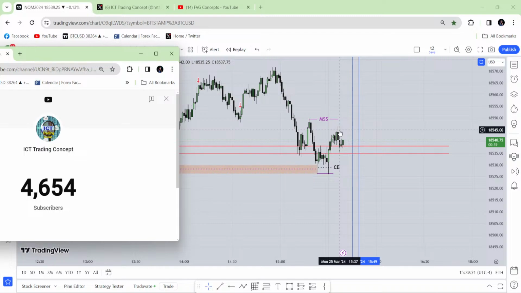Is this swing high valid for shifting market structure? Absolutely valid for shifting market structure. But as you see, this high and that high are very near to each other. I will go with that one instead of that one because this is more obvious. I will go with that one.